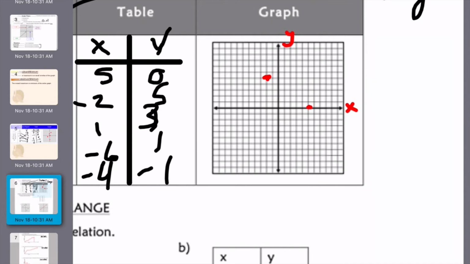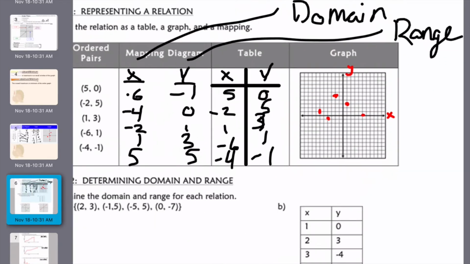Then we have 1, 3. So 1, 1, 2, 3. -6, 1. So I need to go to the left 6: 1, 2, 3, 4, 5, 6, and then up 1. And then -4, -1, I need to go to the left 4 and down 1. So 1, 2, 3, 4, down 1. And that's what my graph was going to look like.